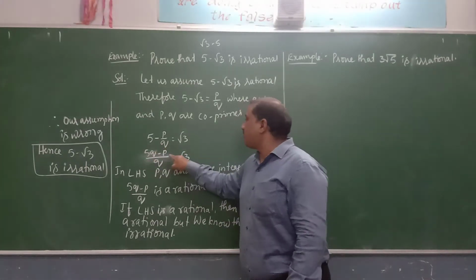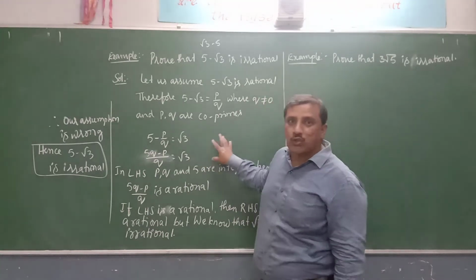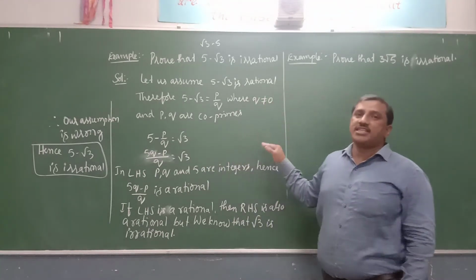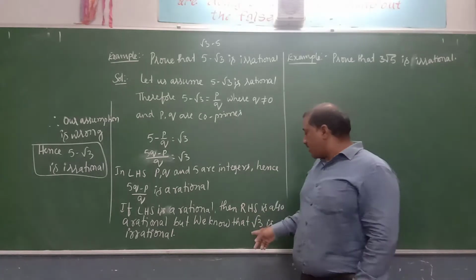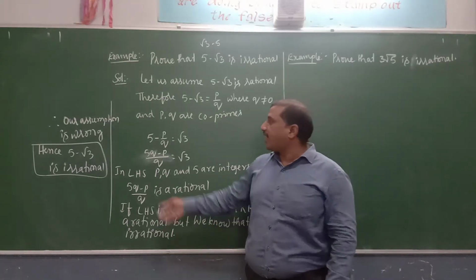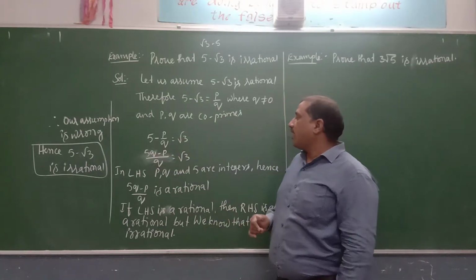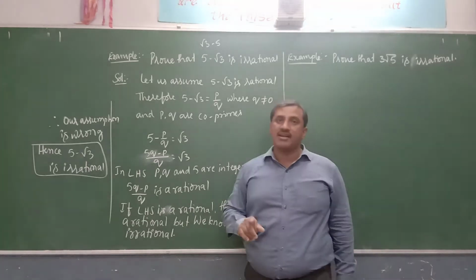If it is a rational number, the RHS, that is root 3, also should be a rational number. But we have proved that root 3 is irrational. Hence our assumption is wrong. Hence 5 minus root 3 is irrational.